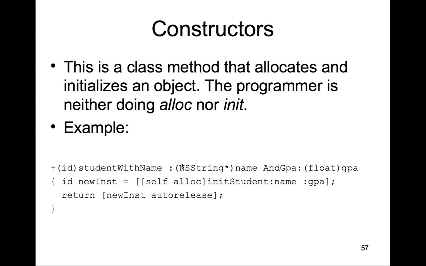So we know about the constructors as well through the examples I showed you. This is the class method that allocates and initializes an object. The programmer is neither doing an alloc or an init if we use the constructor. So we can actually do this automatically, and here's an example of it. The examples I showed you today did the alloc and the init inside of main. We don't have to actually do it.